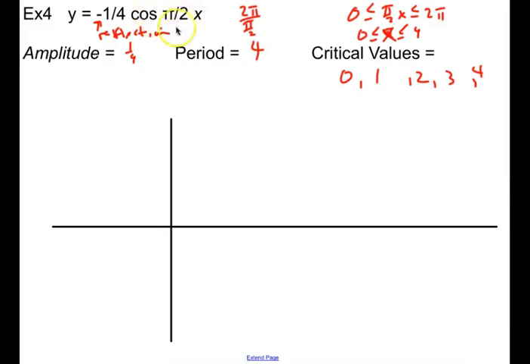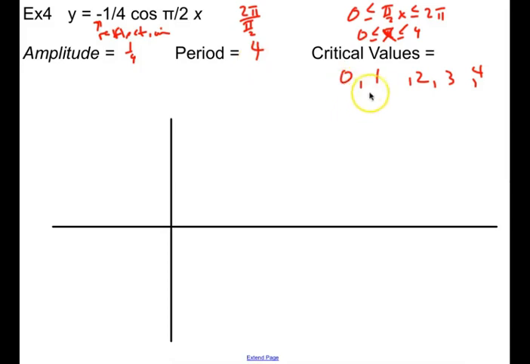So if I take pi over 2 times x and I set it between 0 and 2 pi, and then I multiply both sides by 2 over pi, because I'm going to multiply by the reciprocal to get rid of that, I'm going to have 0 less than x less than 4. So I'm going to go from 0 to 4. And since my period is the length of 4, I could say, okay, 1/4 of 4 is 1.